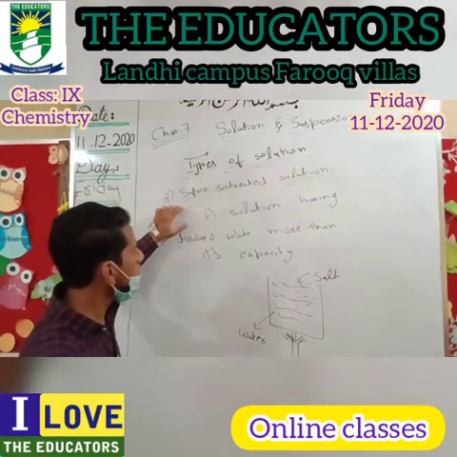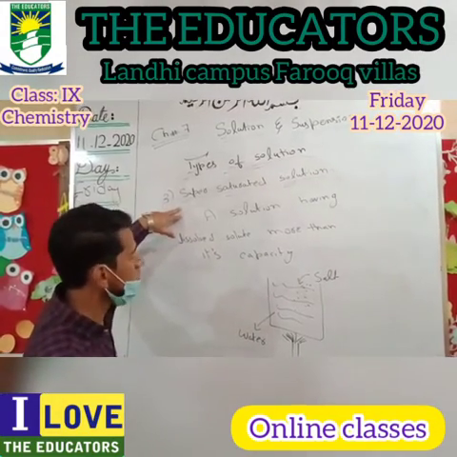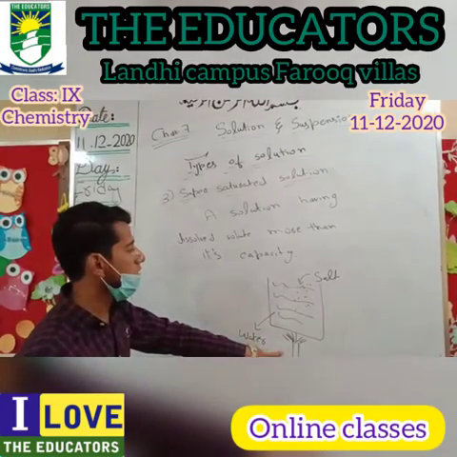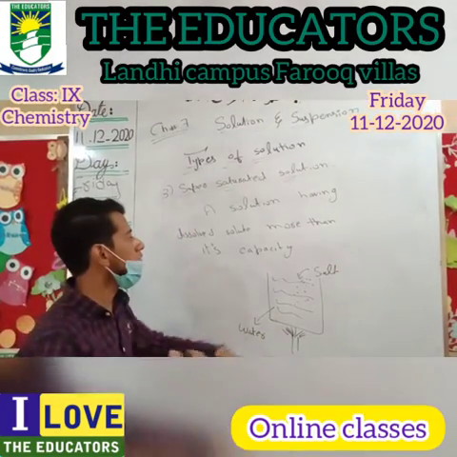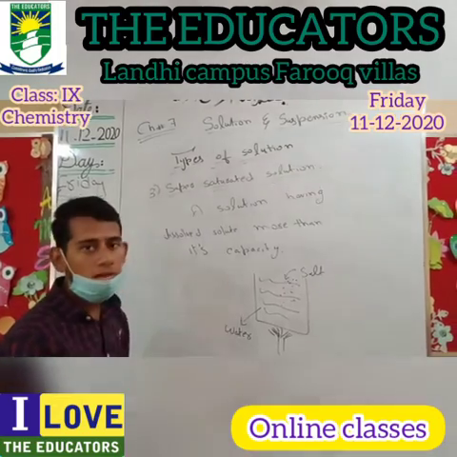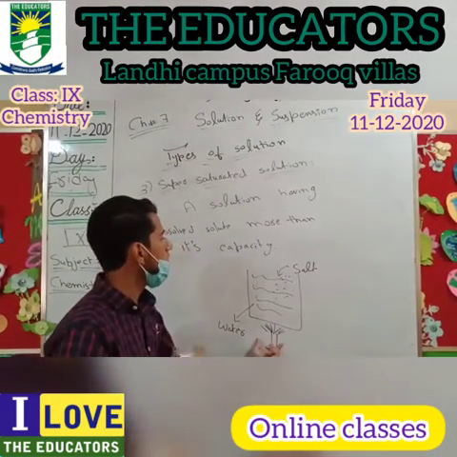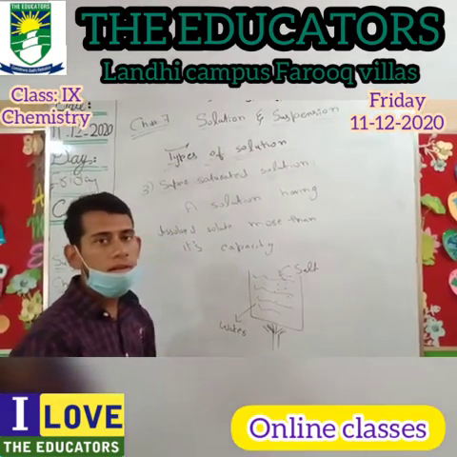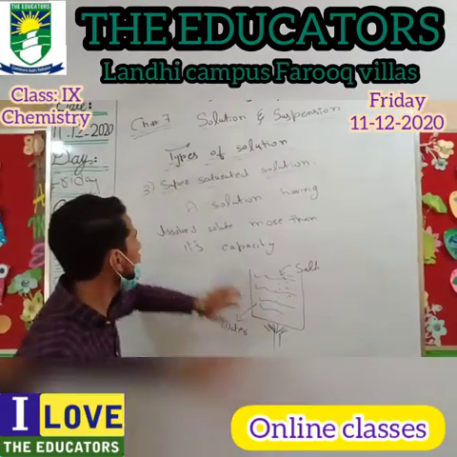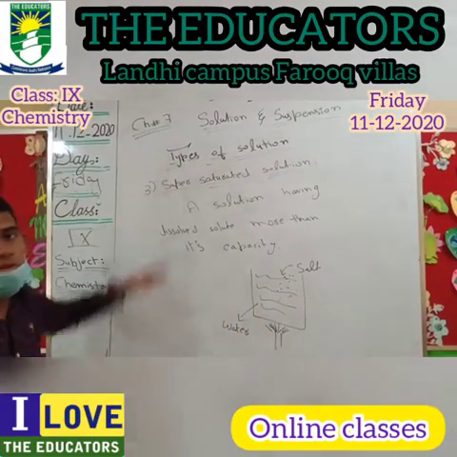So how does a solution become supersaturated? You simply have to heat it. Heat it well, and then it's up to you how much solute you are going to add in it. If you heat it, it will dissolve more solute than its capacity. So this sort of solution is a supersaturated solution.